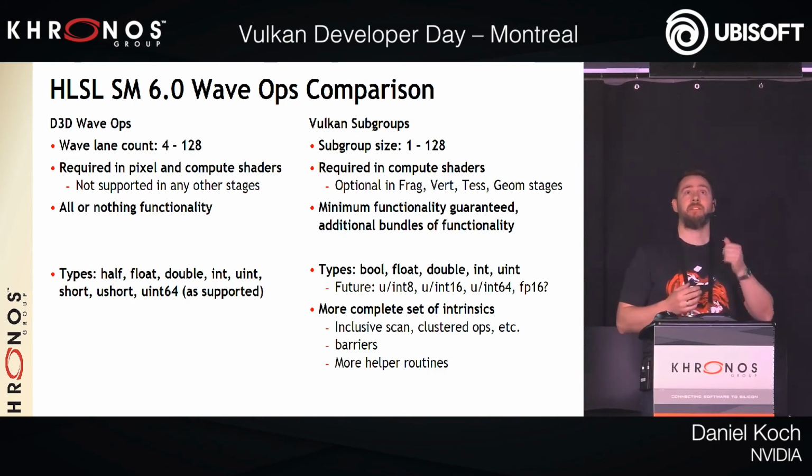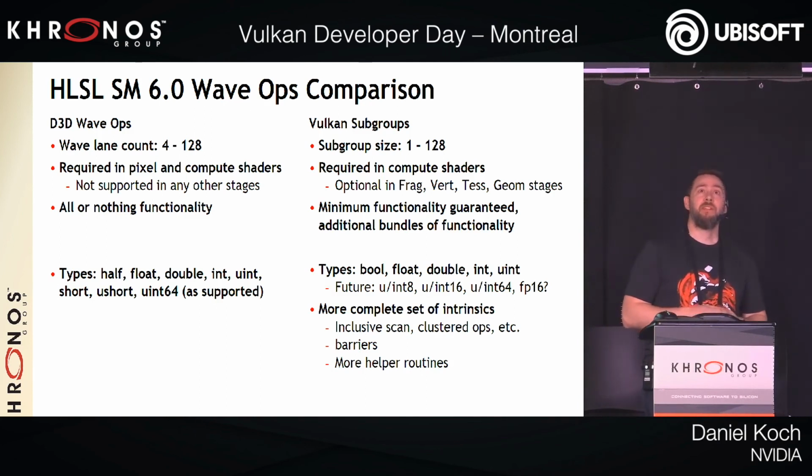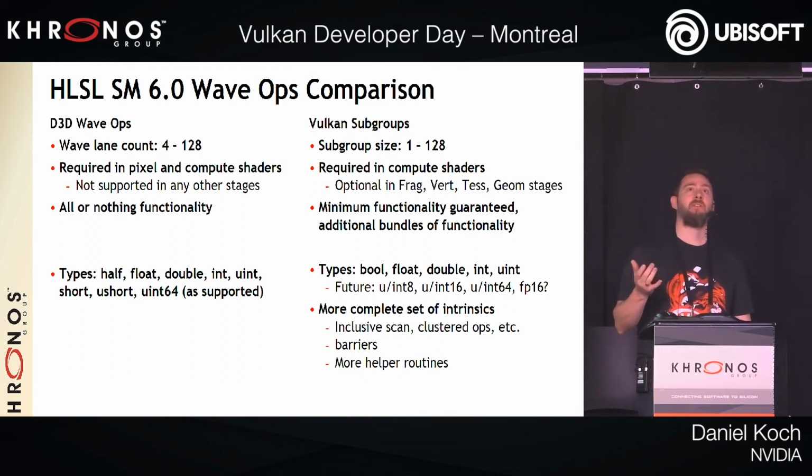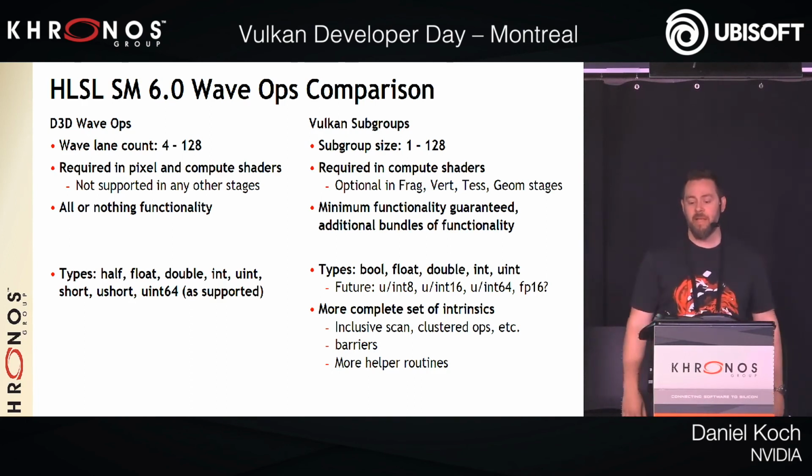Data types are listed there, I'm not going to go through them. There are a few more supported in D3D. Some of the types we don't support yet in Vulkan shaders. We're looking at that for the future, without getting into details on the roadmap. In Vulkan we also have a more complete set of the intrinsics. So we have inclusive scan, D3D only has exclusive. We have clustered operations. We have execution barriers and memory barriers. And we have more helper routines for working with the ballots, for example.